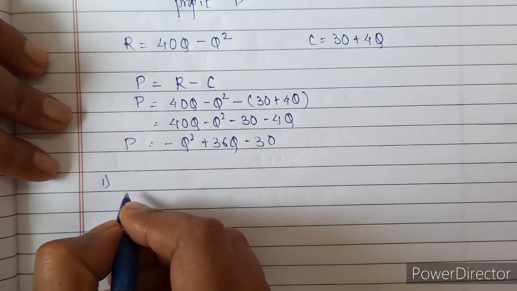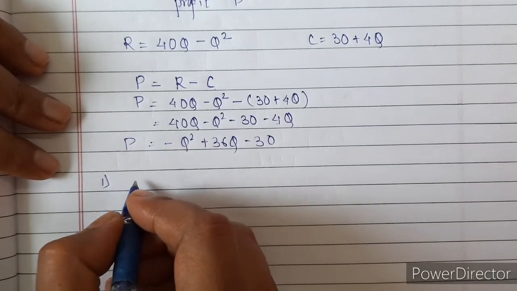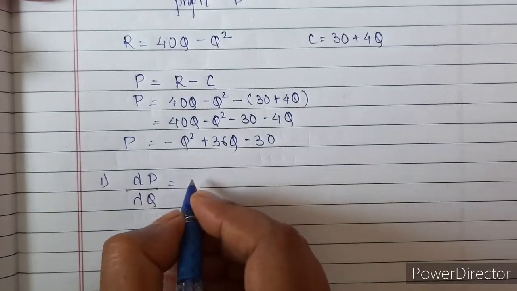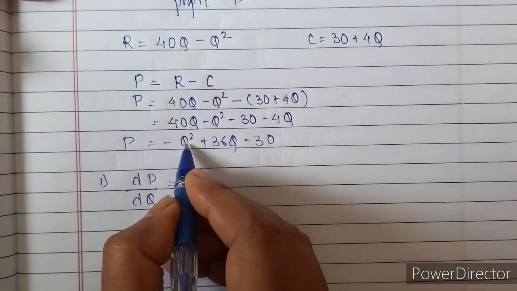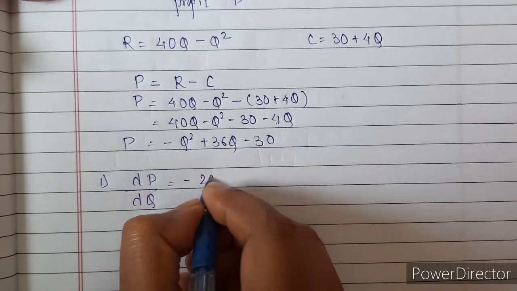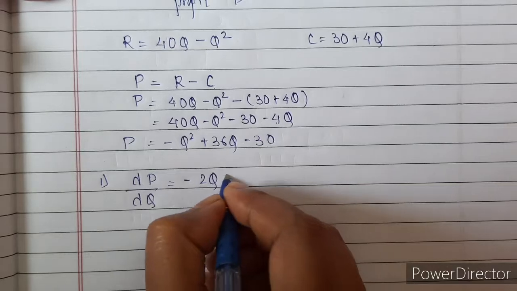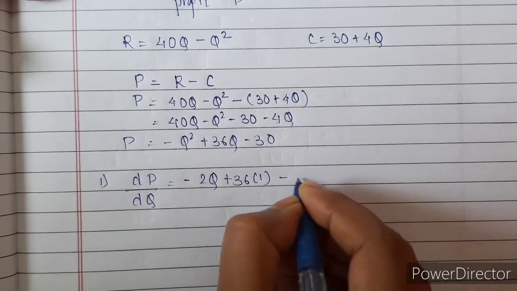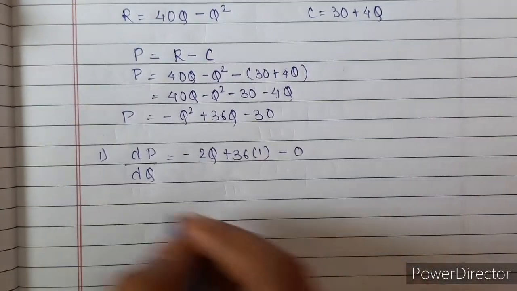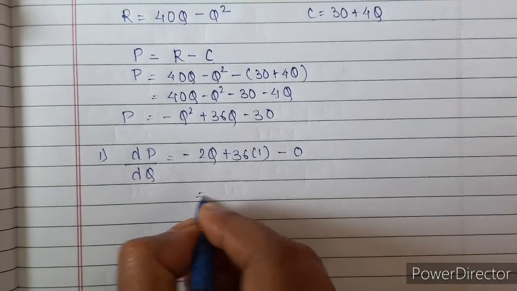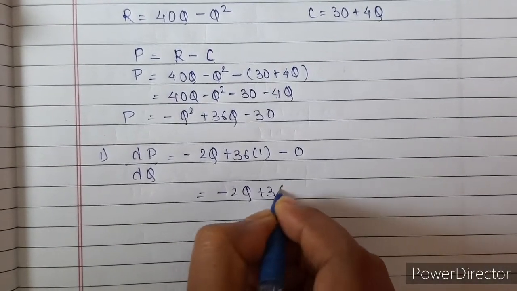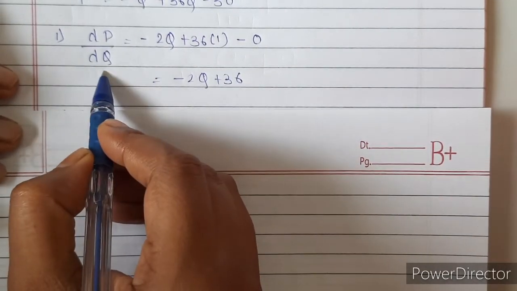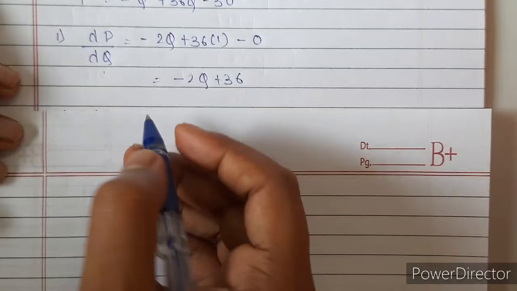So the first step is to find the derivative of P with respect to Q. The negative sign will remain as it is. The derivative of Q square with respect to Q is 2 times Q. Plus 36 is a constant; the derivative of 36Q with respect to Q is 36 and the derivative of 30 is 0. So the derivative of P with respect to Q is minus 2Q plus 36. So we got the first derivative of profit with respect to Q, that is output.